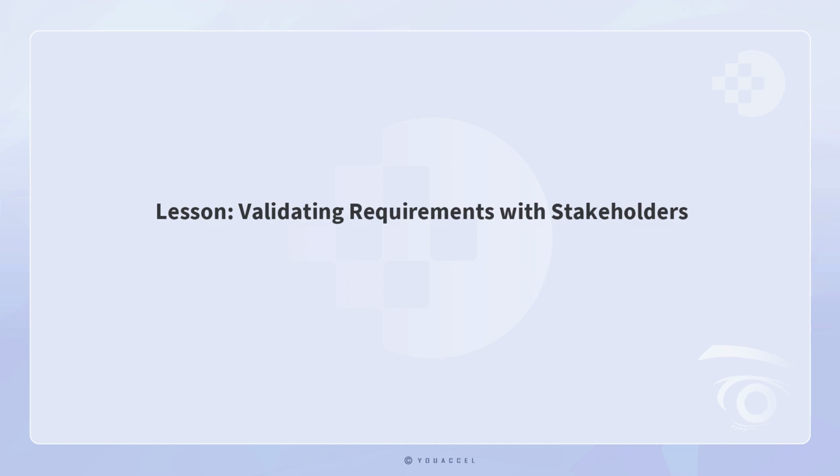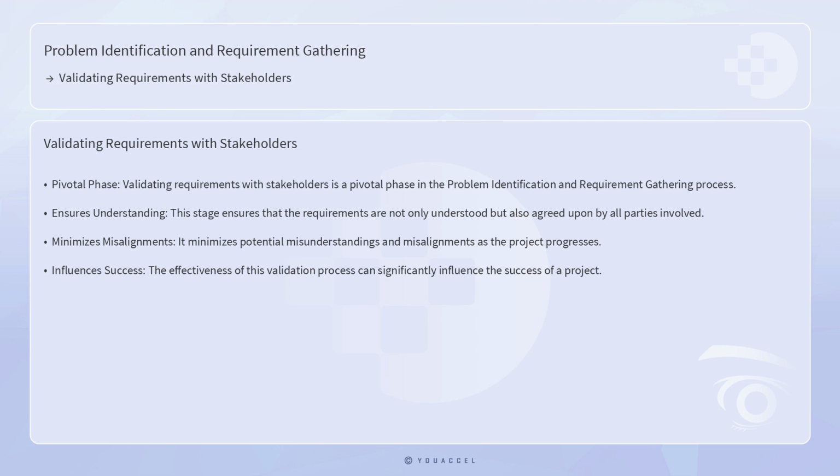Lesson: Validating requirements with stakeholders. Validating requirements with stakeholders is a pivotal phase in the problem identification and requirement gathering process, particularly within the context of the GenAI Life Cycle. This stage ensures that the requirements are not only understood but also agreed upon by all parties involved, thereby minimizing potential misunderstandings and misalignments as the project progresses.